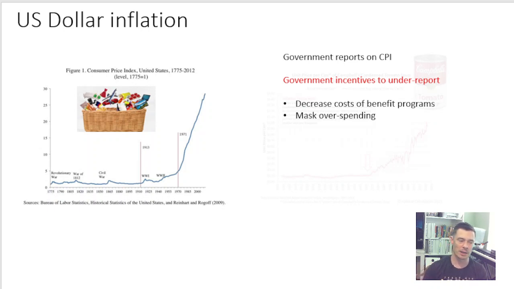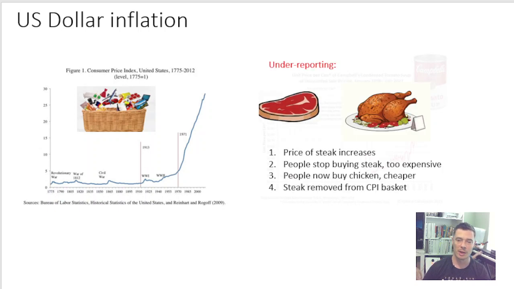We're going to get into this in a further section, but there are government incentives to underreport the CPI. It's a way to decrease or mask the cost of government spending programs or benefit programs. I don't want to sound like a right-wing conspiracy theorist, but these are real perverse or misaligned incentives, and we will cover these in a future video.